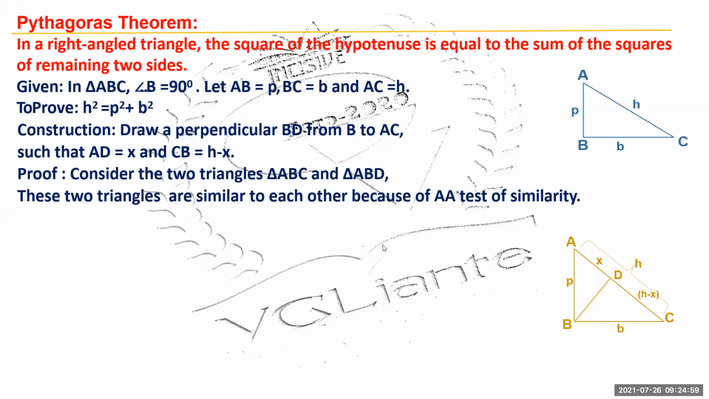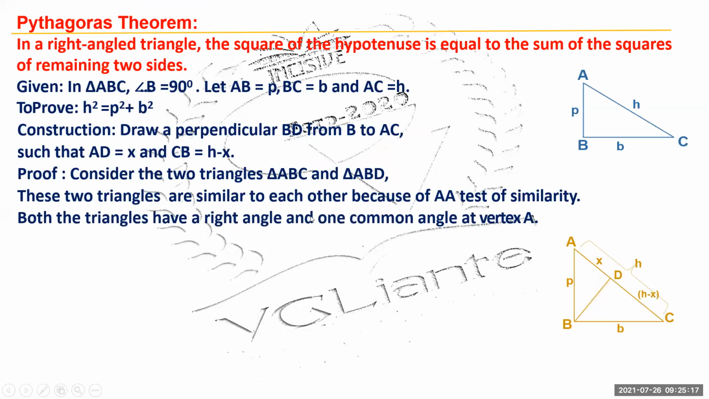Yeah, so now consider two triangles, triangle ABC and triangle ABD. These two triangles are similar to each other because of the angle test of similarity. Both the triangles have a right angle and one common angle at vertex A. Understand? So students, now you all can guess which it is.